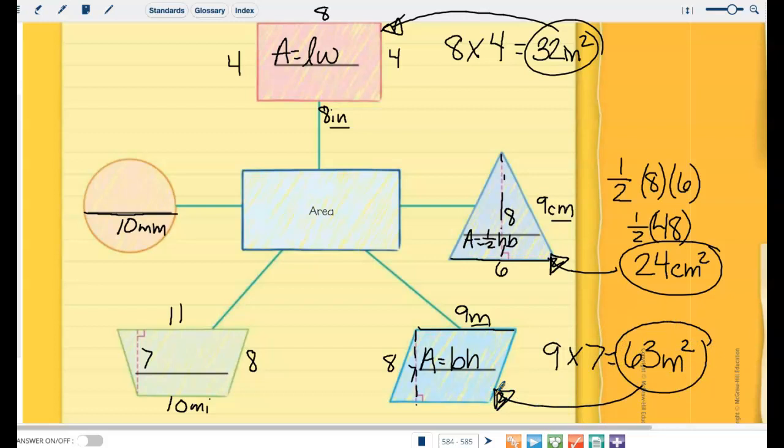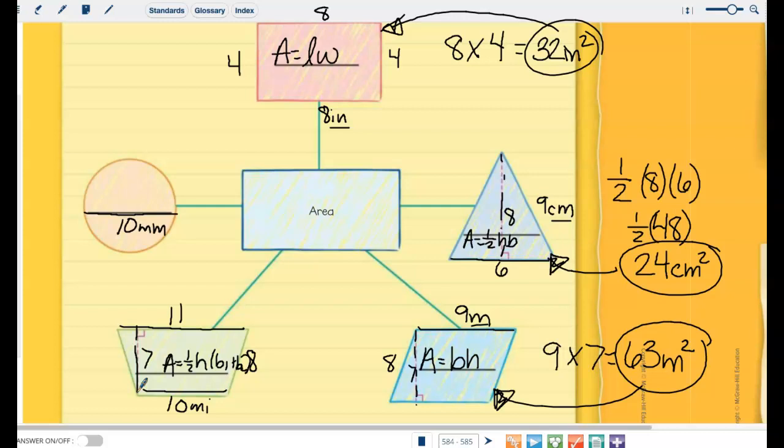All right, so now we have a trapezoid. The trapezoid formula is probably the longest formula that we use. And we have the area equals 1/2 of height times base 1 plus base 2. So if you remember what that means, our base 1 is one of the flat sides, and our base 2 is the other, so they are parallel to each other. And then our height, again, makes a 90-degree angle with our bases.